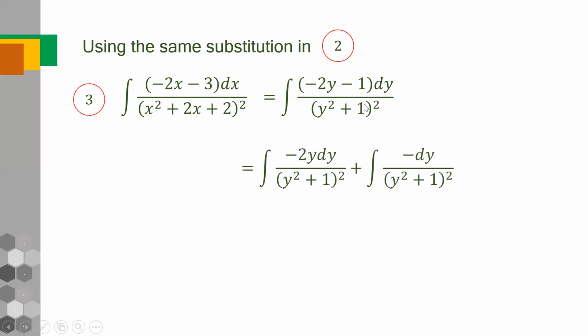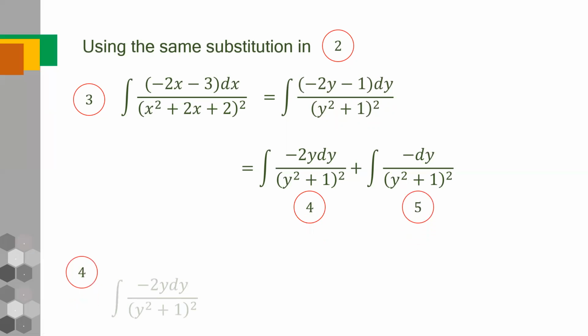We can decompose this integral into 2 parts. We have the integral of -2y dy all over y squared plus 1 quantity square. The other is the integral of -dy over y squared plus 1 quantity square. The first one can be solved by simple substitution.